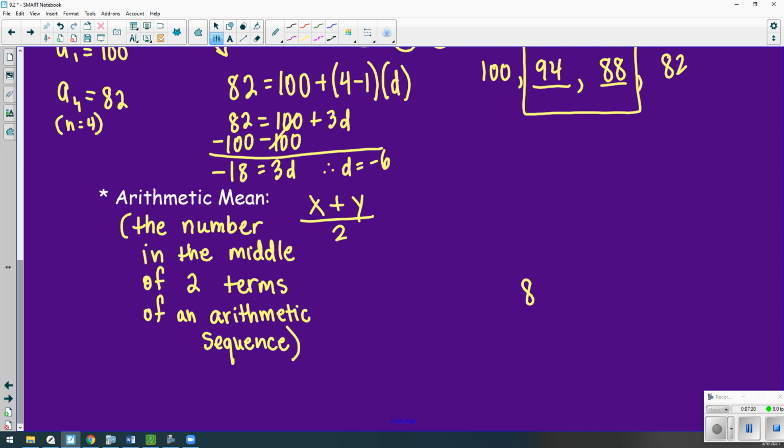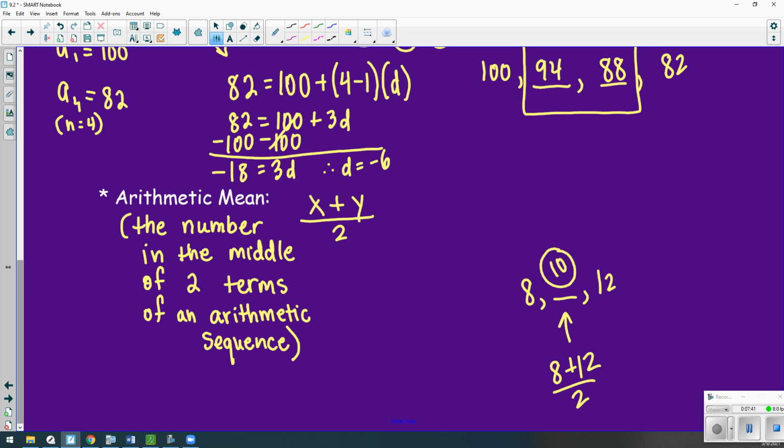So if I had 8, something, and then maybe 12, this would be the arithmetic mean because it's going to be the number in between two terms in an arithmetic sequence. So I would go 8 plus 12 divided by 2. 20 over 2 would be the same as 10.